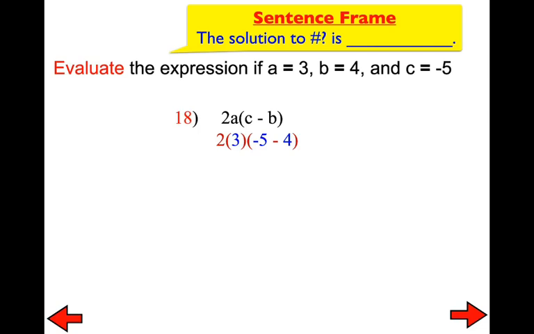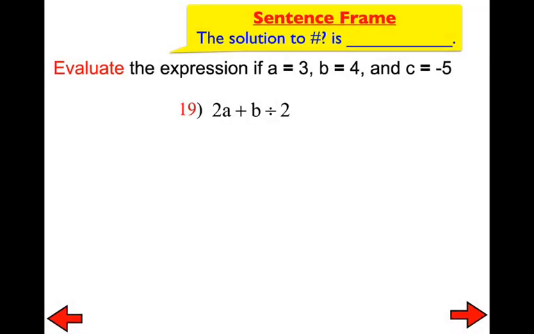We would need to do the 2 times 3 first, which is 6. Actually, no, we need to do within the parentheses first. So negative 5 minus 4 is negative 9. And now what people typically will do is multiply from left to right, since we have 2 times 3 times negative 9. The commutative property says we could multiply in any order. It doesn't really matter. But regardless of that, we get negative 54.